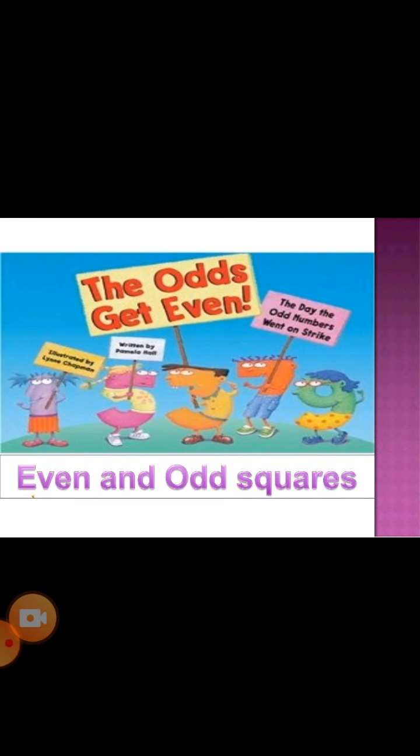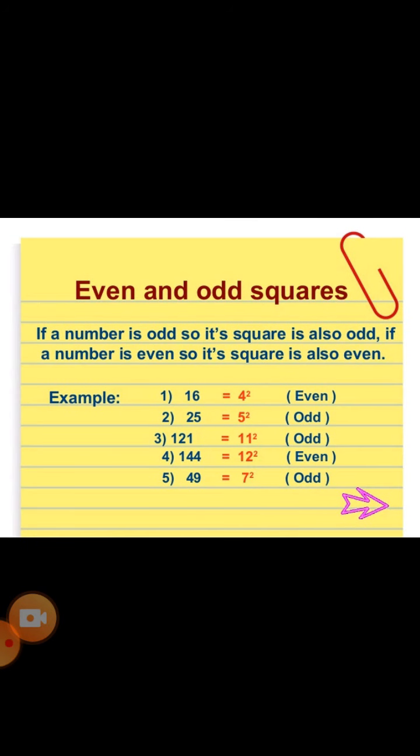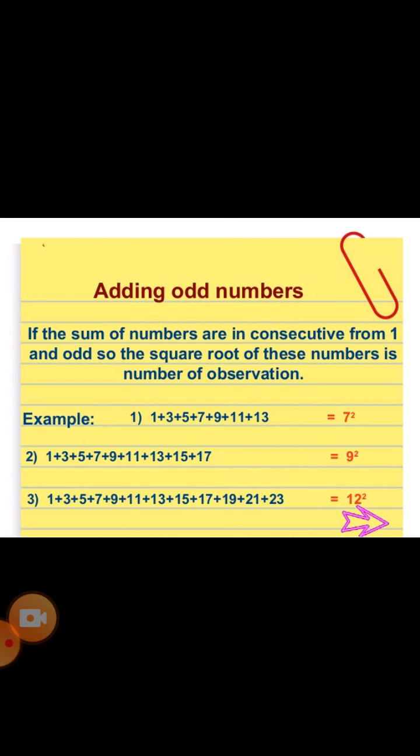Next we discuss even and odd squares. If a number is odd, then its square is also odd. If a number is even, then its square is also even. For example, first of all, we have the number 16. We know that 16 is an even number. If we find the square of 2, it is equal to 4, and we know that 4 is also an even number. Next, we have the number 25, and we know that 25 is an odd number. If we find its square root, it is 5, and 5 is also an odd number.